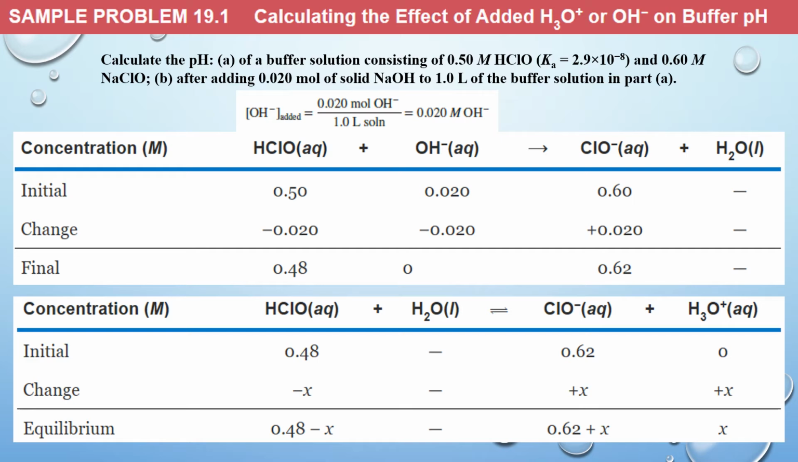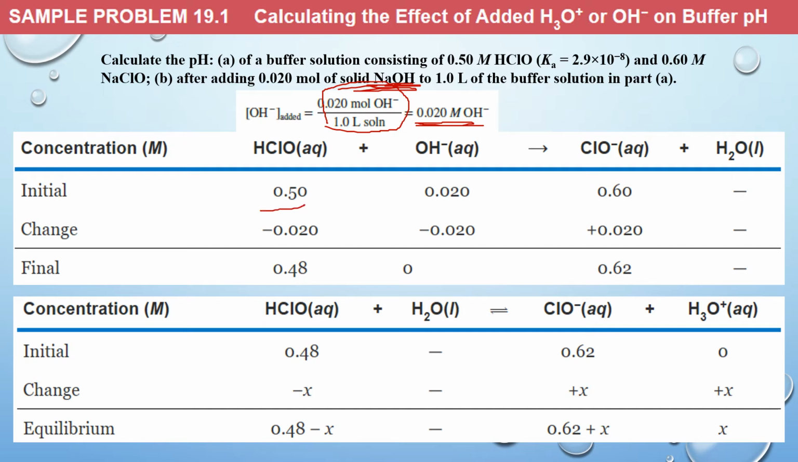So for part B, first we're gonna figure out the concentration of the hydroxide. The question tells you the number of moles added and the volume, so we can use number of moles divided by the volume to calculate the molarity. So we're adding 0.02 molar of hydroxide. Because the hydroxide comes from the sodium hydroxide, which is a strong base, 100% of the hydroxide will be dissolved in water, and that will react with the acid in the buffer.